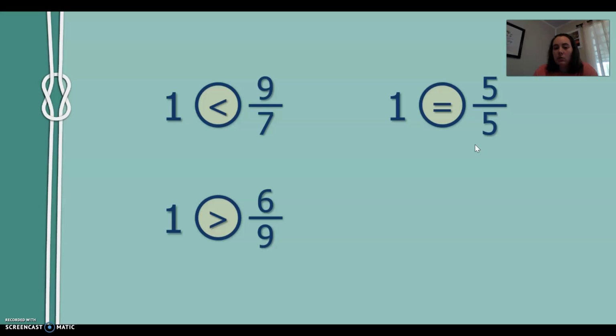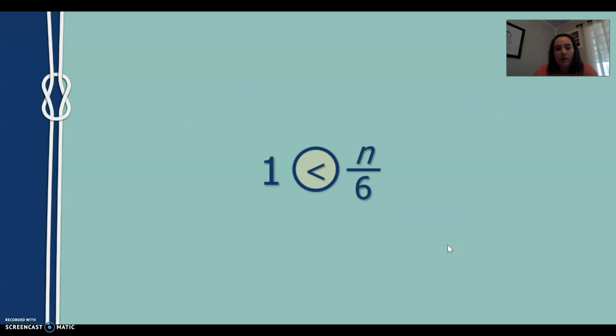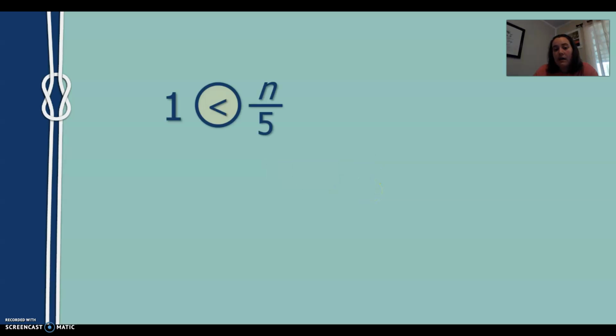5/5, well, that would equal 1. 1/3, that is definitely less than, so 1 is greater than. Now here we've got a missing number, so we need to think of what number would make 1 less than this. Well, anything bigger than 6, you could put a 7, 8, 9, 10, 11, 12, anything up there, and it's going to equal bigger than 1.